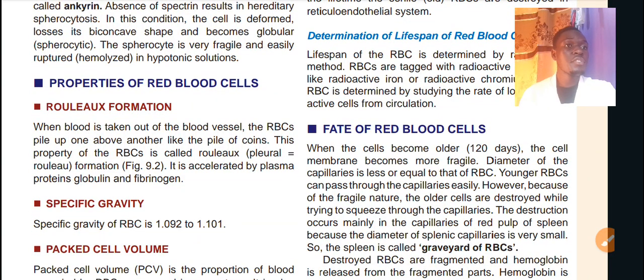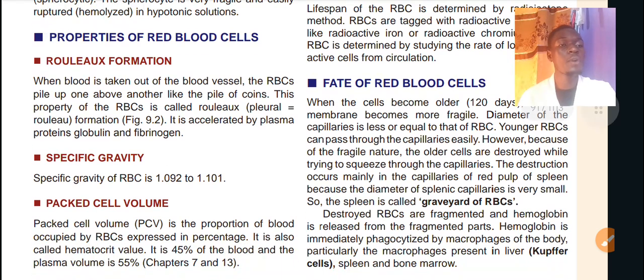Now, some of the properties of red blood cells. When you get red blood cells out of a blood vessel, they normally pile up on each other and form a pile like a pile of coins, and that is called rouleaux formation. Then they have a specific gravity of about 1.092 to 1.101.